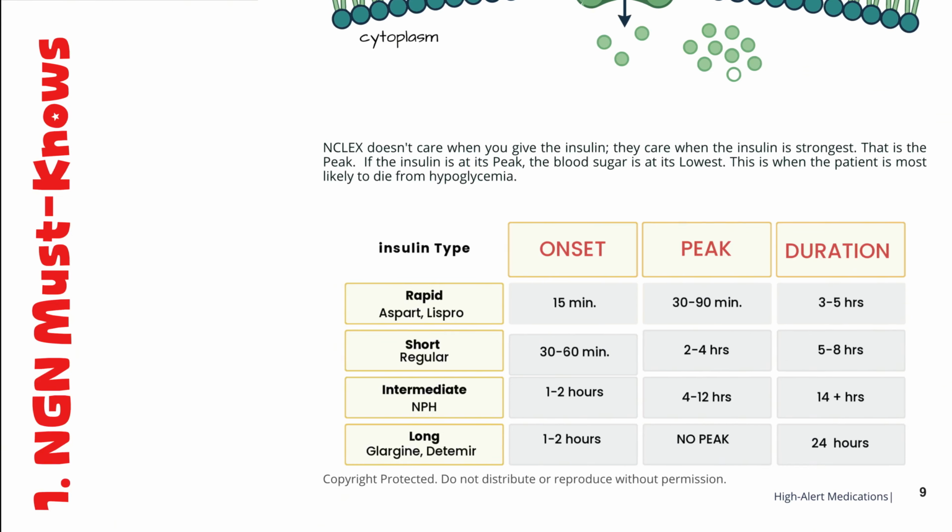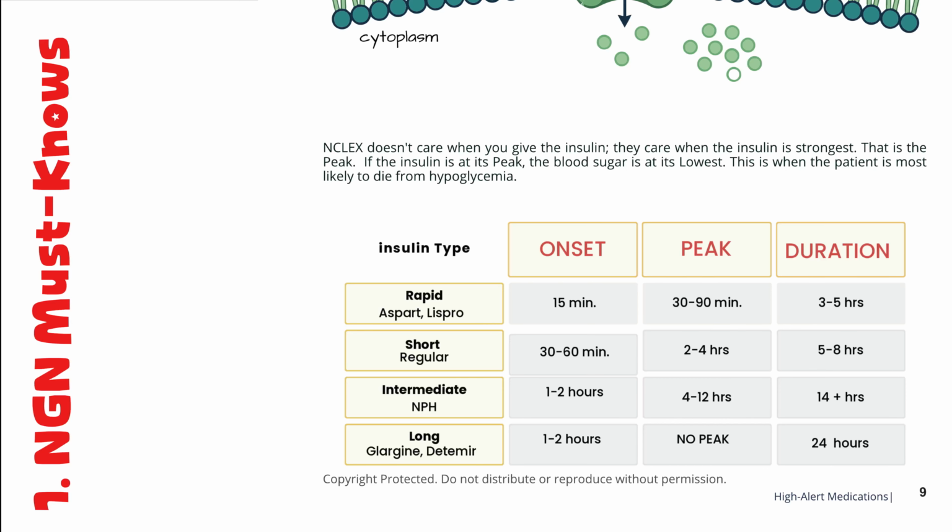Intermediate-acting NPH, onset 1 to 2 hours, peak 4 to 12 hours, duration 14 hours or more. An evening dose often peaks in the middle of the night, creating a prime window for nocturnal hypoglycemia. Long-acting glargine and detemir, onset 1 to 2 hours, no peak, a steady basal level for 24 hours.